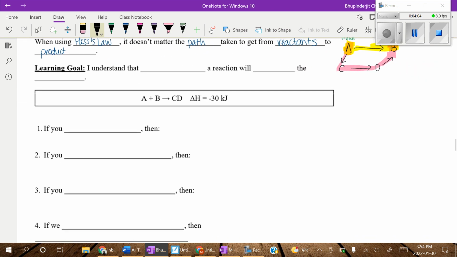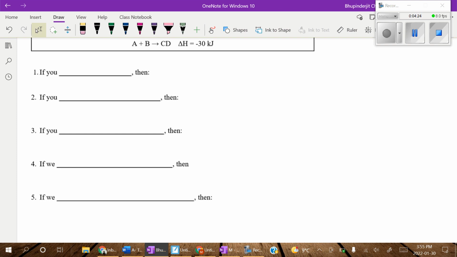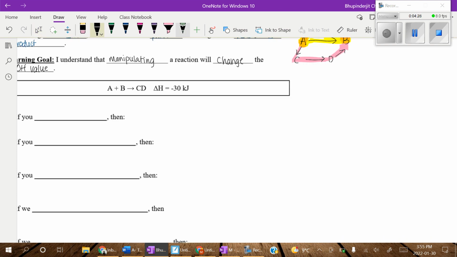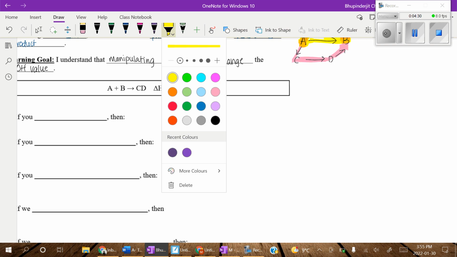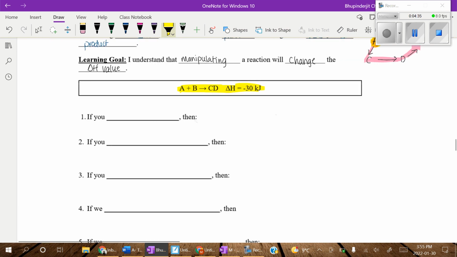Okay, next learning goal. I understand that manipulating a reaction will change the delta H value. Now, what does that mean? Let's go through some examples. I have my initial equation here, and we're going to be referring to this equation as we make our changes.